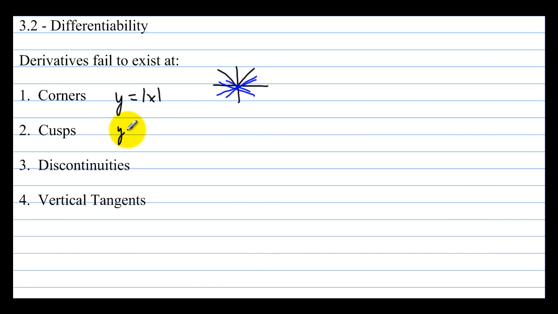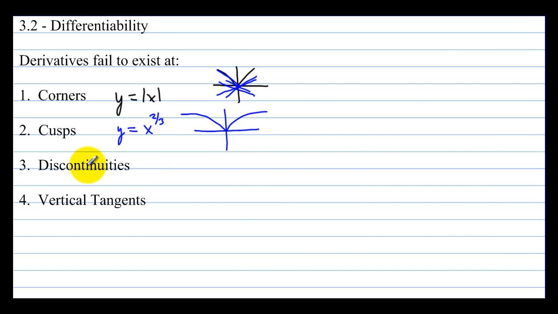Another one is a cusp. For example, y equals x to the 2/3, which curves to 0 instead of going straight. Curves, touches, and then curves again. So this one should be perfectly straight. That's what absolute value is. And this one curves to the point where we don't have a derivative.